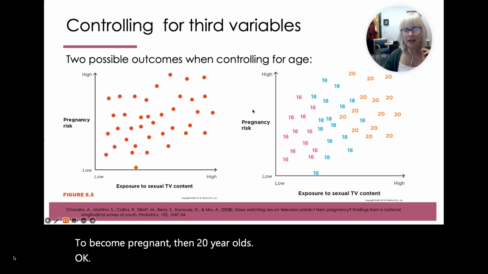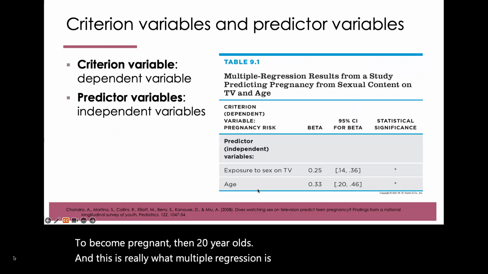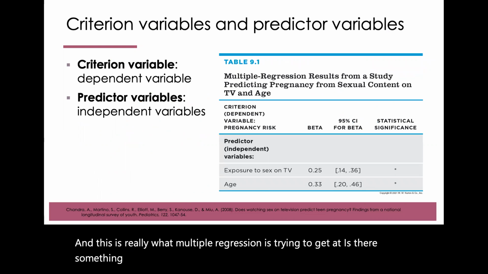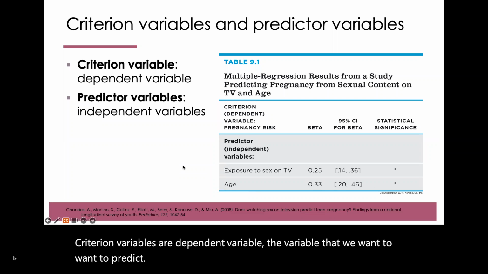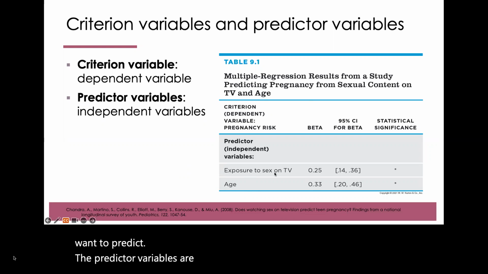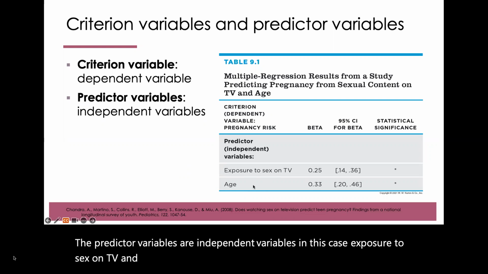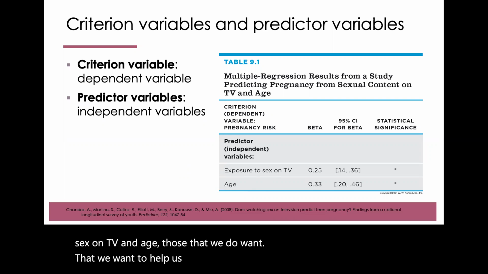And this is really what multiple regression is trying to get at. Is there something else? So criterion variables are our dependent variable, the variable that we want to predict. The predictor variables are our independent variables, in this case, exposure to sex on TV and age, those that we want to help us to understand the criterion variable.